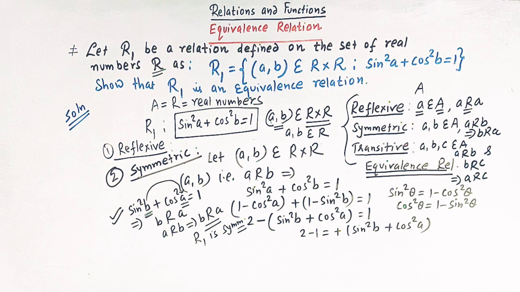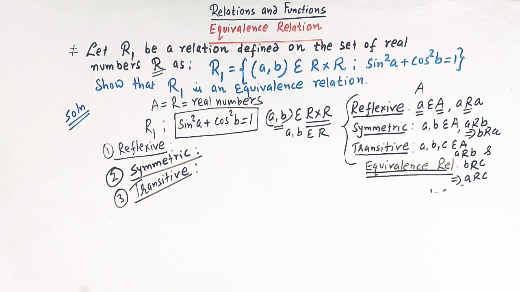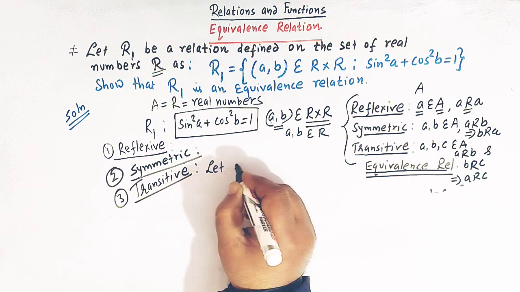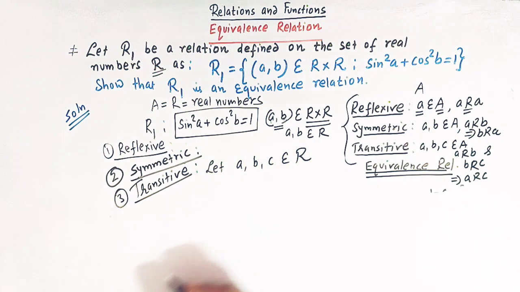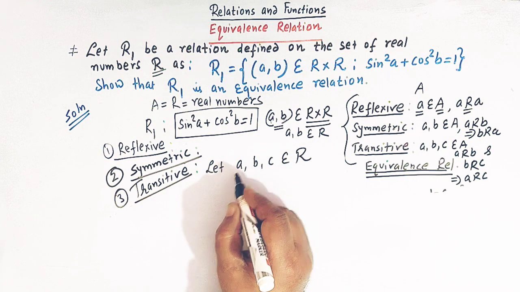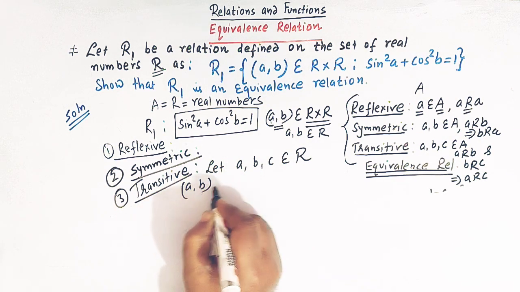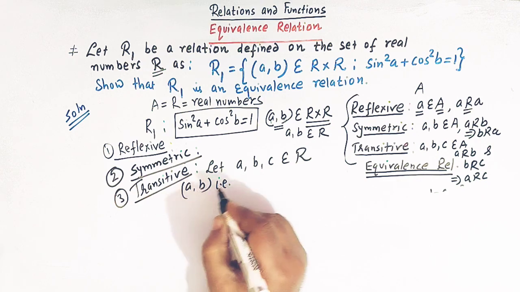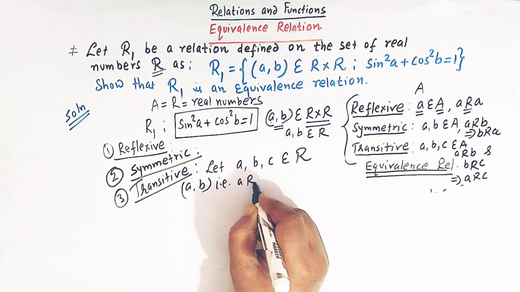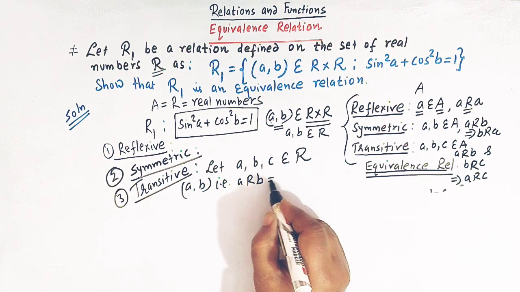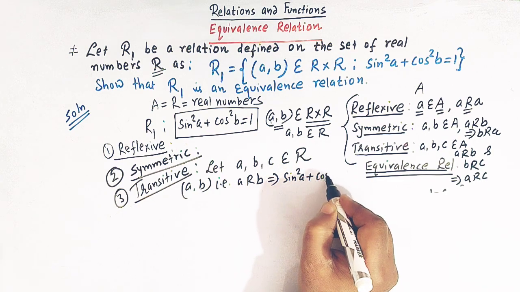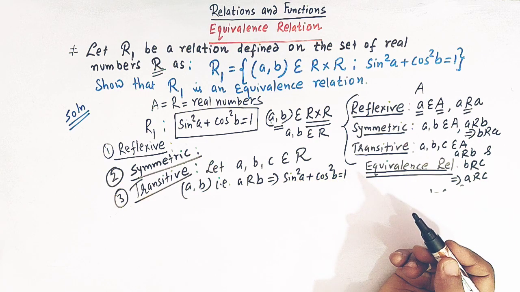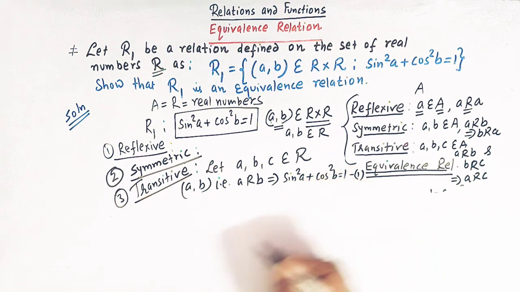So now let us consider the transitive relation. For transitive relation, let us consider three real numbers A, B, C belonging to the set of real numbers, right? So now when we take this ordered pair A comma B, it means we have to take A related to B. When A is related to B, then we have this relation, that is sine square A plus cos square B is equal to 1, right? So we can take this as equation number 1.